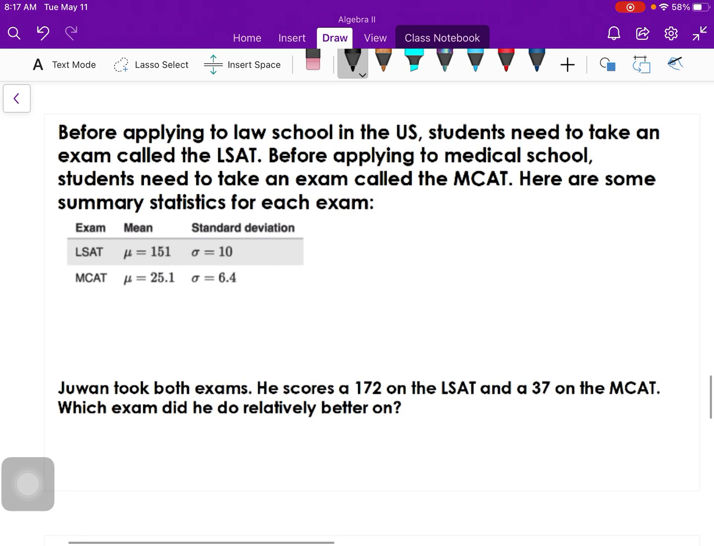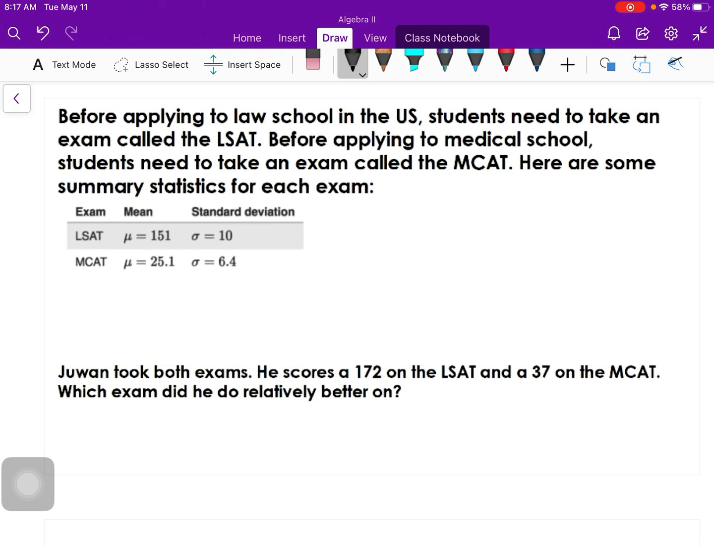So before you apply to law school, okay, so here we go. You've got LSAT and whatnot. Here's the average for the LSAT, and here's the standard deviation. Here's the MCAT, its mean and standard deviation. Juwan took both exams. He scored a 172 on the LSAT and a 37 on the MCAT.